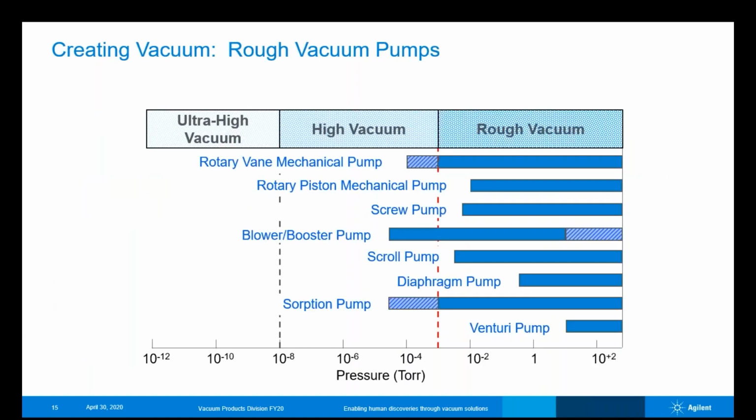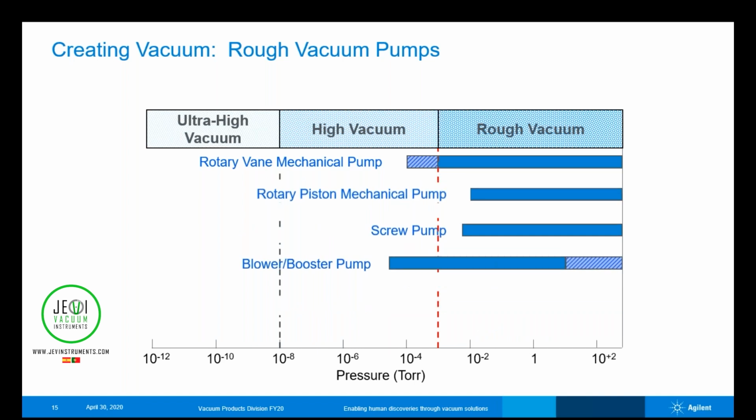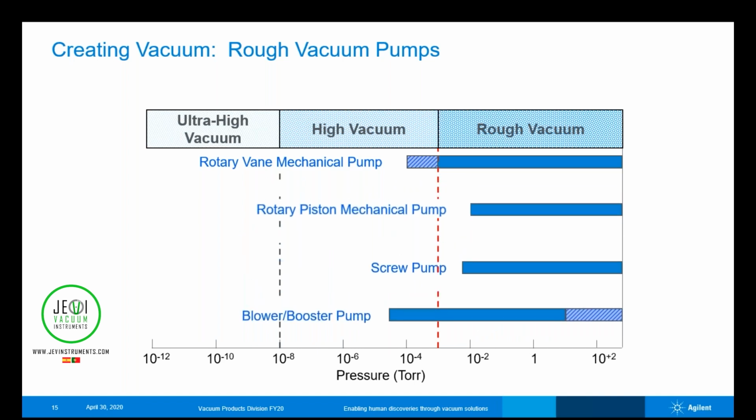Okay, we've talked about how to measure rough vacuum pressures. Let's talk about how we can generate those pressures. We can see you have a wide range of options. Some of these aren't typically used in industrial processes, so let's simplify our life a little bit and focus on probably the four dominant technologies. We have rotary vane pumps, rotary piston pumps, screw pumps, and finally the booster blower package that we'll talk about as well.